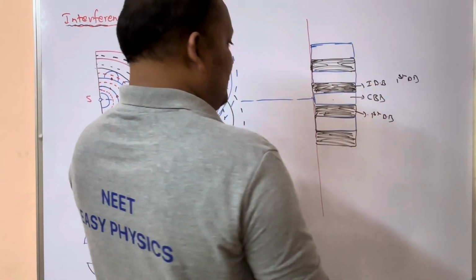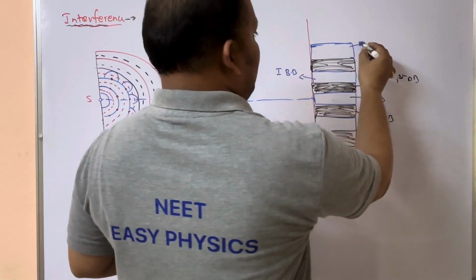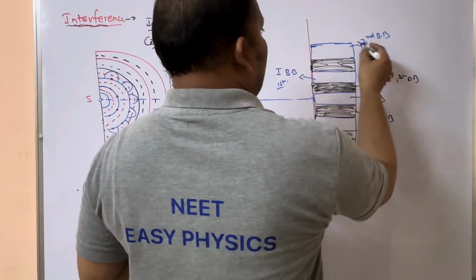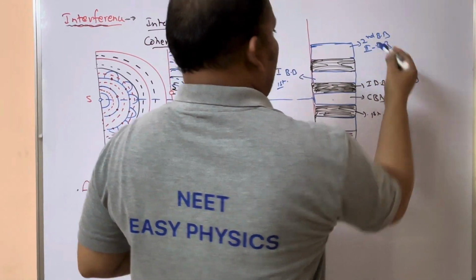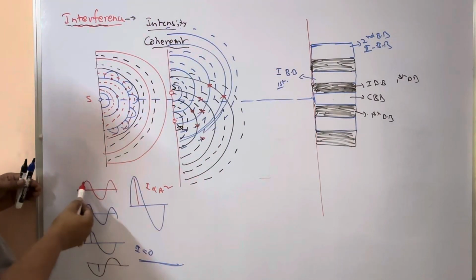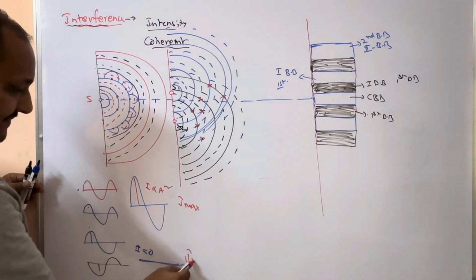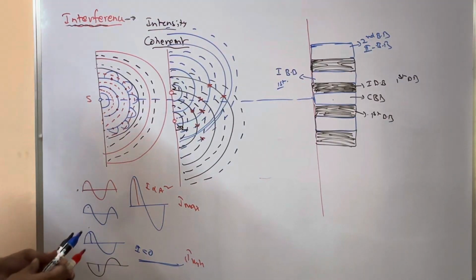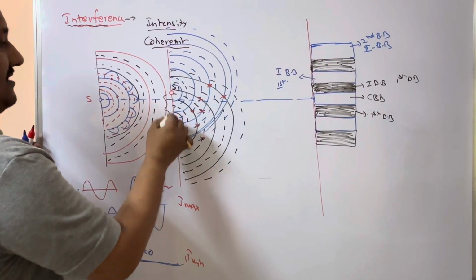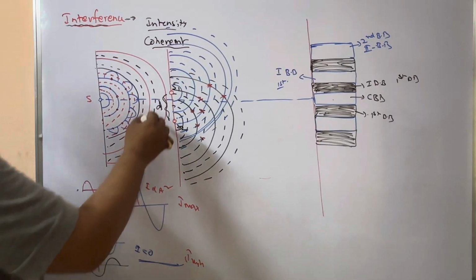This is called the first bright band. This is the second bright band. You can number it like this or as second bright band; that is your wish, how we are going to take it. Like this, it is redistributing: whenever crest and crest meet, intensity is maximum. Whenever crest and trough meet, intensity is minimum. Then the distance between these two slits, in some books they will write 2D, somewhere they will take D.